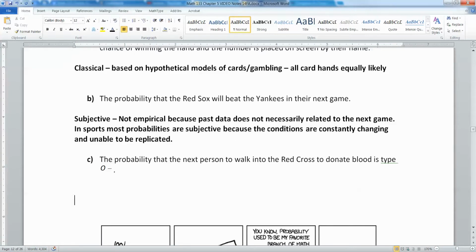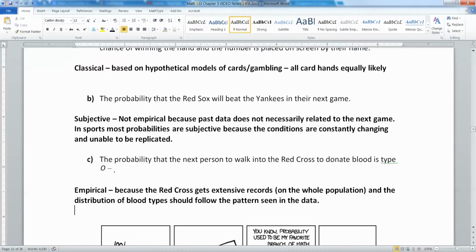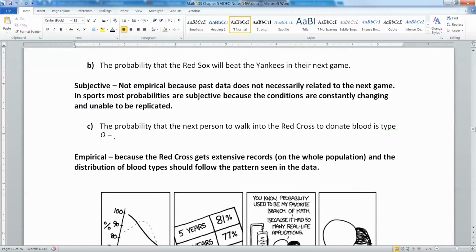All right, now the probability that the next person that walks into the Red Cross will have a blood type of O negative, which is something Red Cross really likes to know about because O negative is a universal donor. That would be an empirical probability. So what the Red Cross does is they actually track the people that donate blood and the people that have blood drawn and taken in the hospitals. And they know that in a particular region, it's this percent O negative, this percent A positive, and so on.